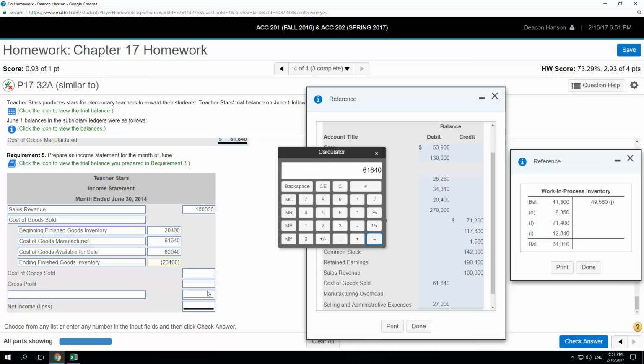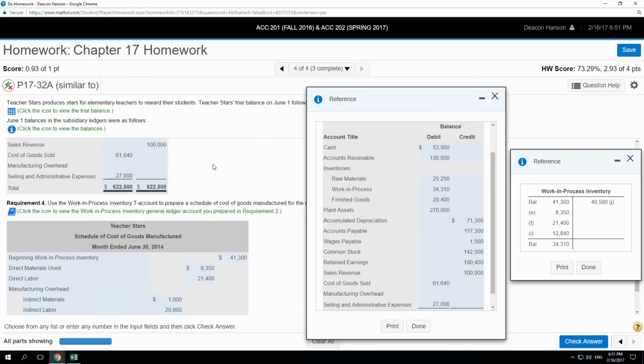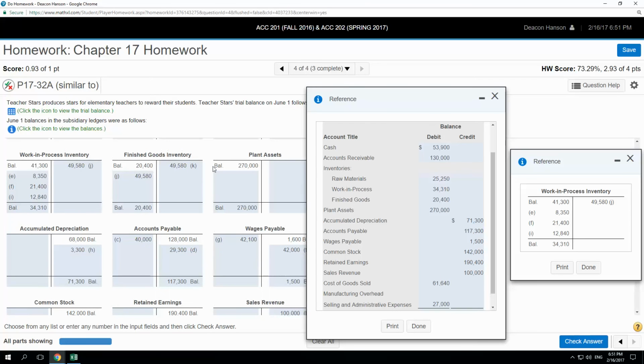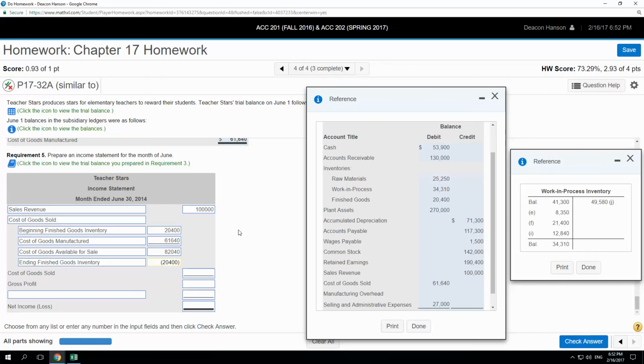We get, wait, funny how our beginning and ending finished goods is the same amount. Let's double check that. Yeah, 20,400, same amount. So it's going to back us right back down to that 61,640. So our cost of goods sold will be 61,640.